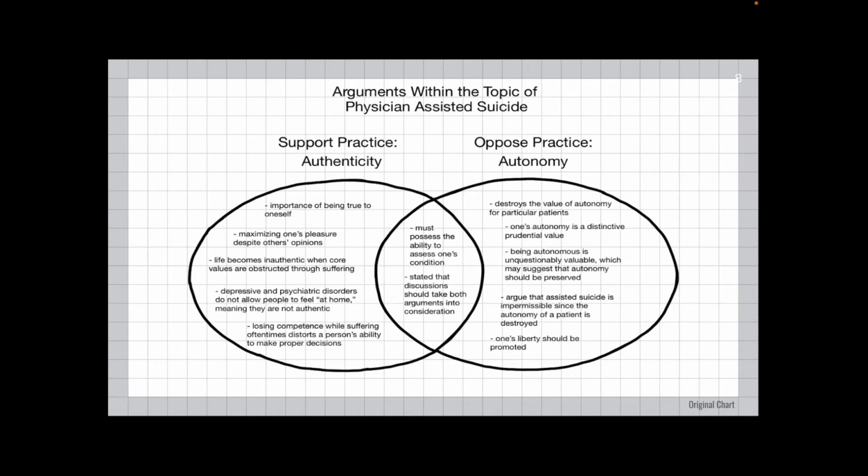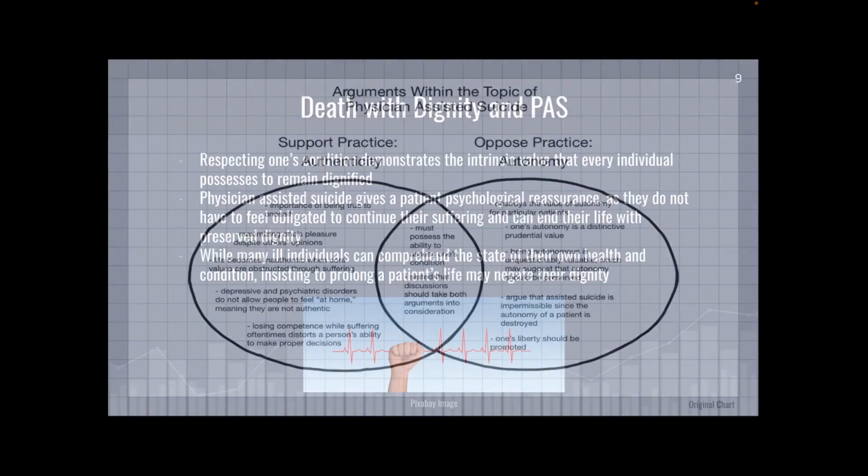The similarities between these two arguments include a patient being competent, so having the ability to assess their condition, and also that both sides are important factors and should be considered.